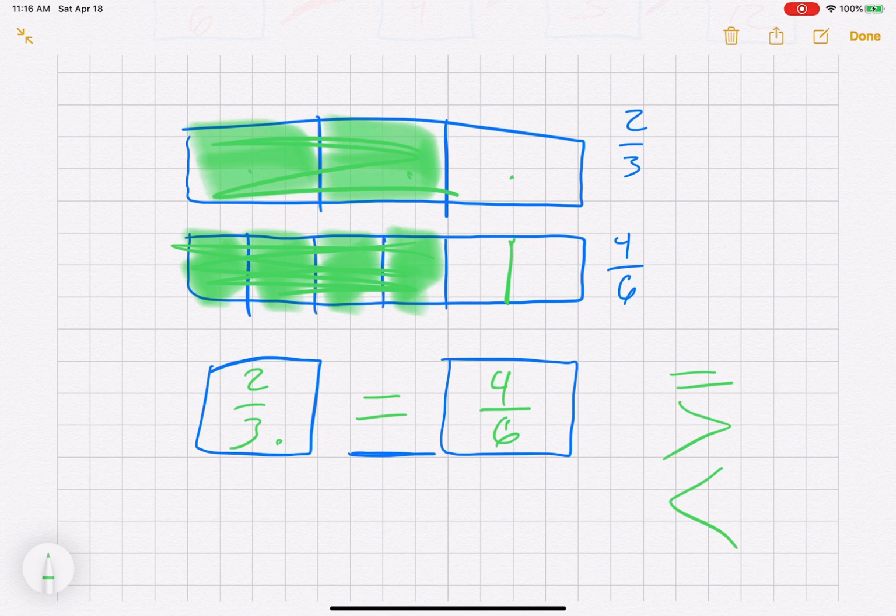You've got some new fraction strips to compare, so make sure you have a look at those.